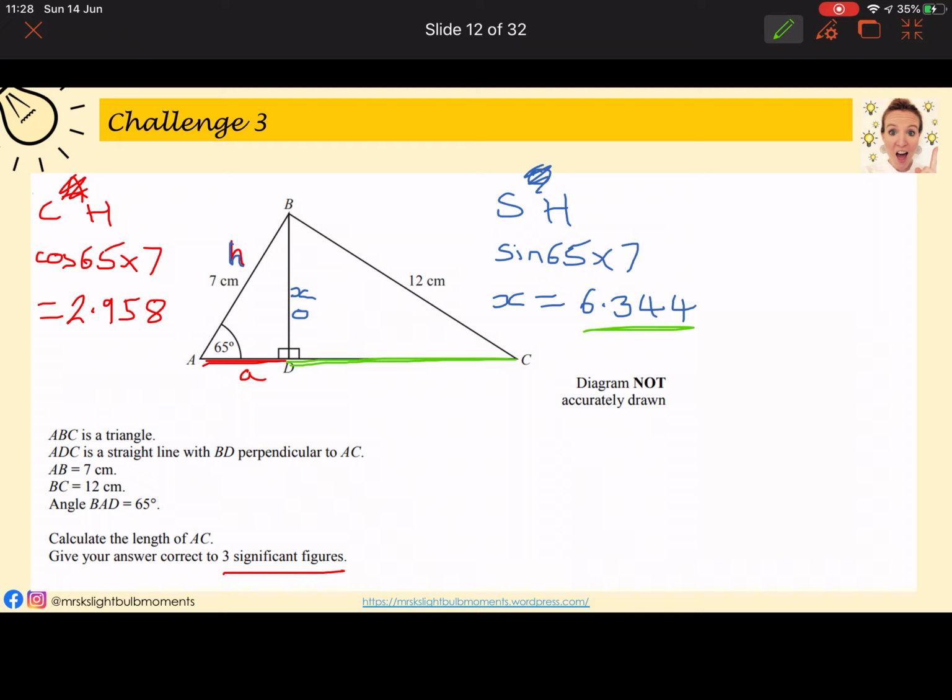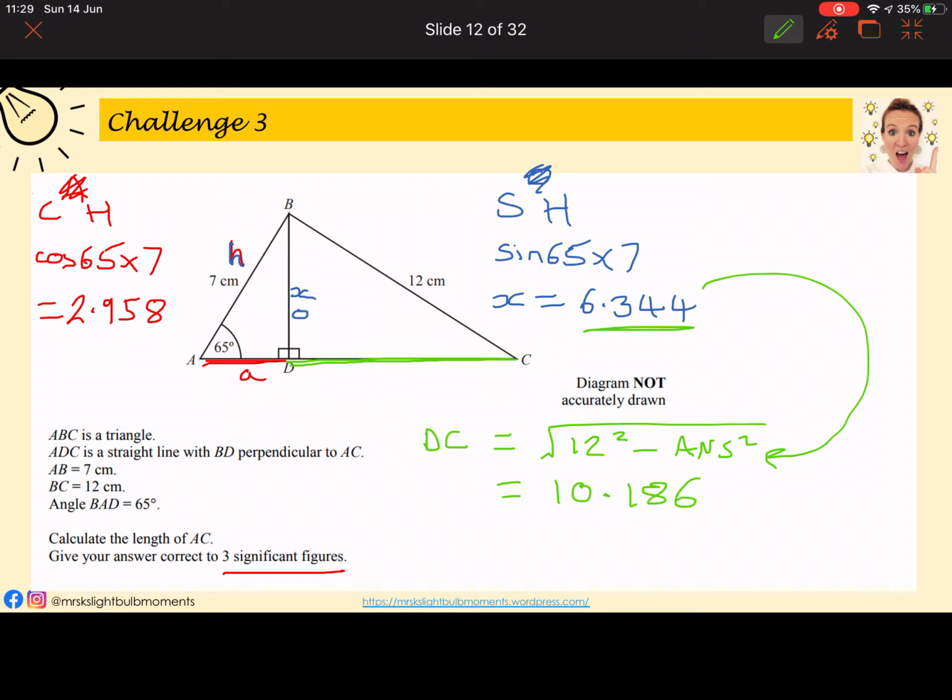And as long as you've got enough decimal places and we haven't rounded, it's still going to be nice and accurate. I'm actually going to just use that as my answer function. So DC is going to be square root of, now remember I'm finding a shorter length, so I've got to do the hypotenuse squared, take away, and I'm going to use answer squared. Okay, putting that answer in there, so it's nice and exact. And I would get 10.186. Okay, that's my length DC.